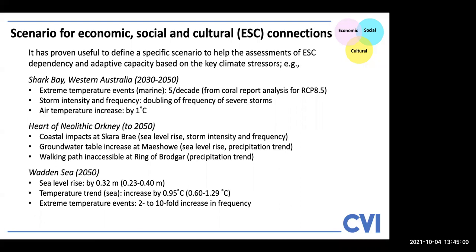For the Wadden Sea analysis, again, this reflected on the climate projections for the 3 identified key climate stresses: sea level rise, an increase of about 32 centimeters in the time frame of consideration to 2050, sea temperature trend increasing by close to 1 degree Celsius, and extreme temperature events having a 2 to 10-fold increase in frequency.